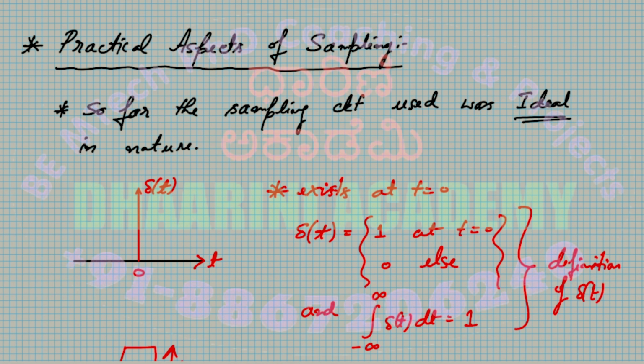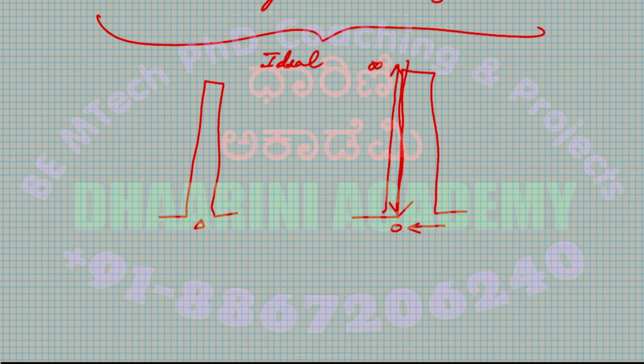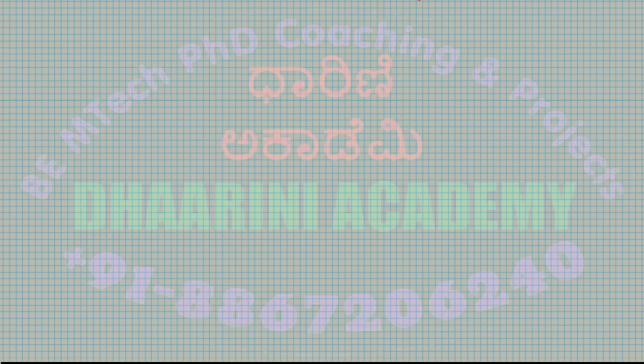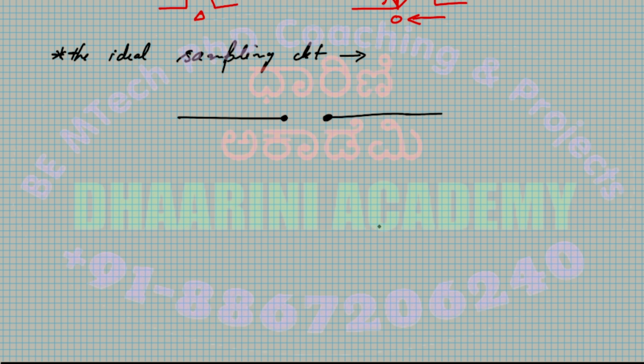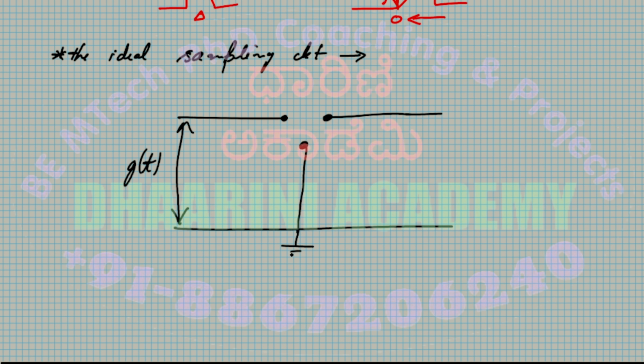So that's why I wrote a first sentence here. So far the sampling, whatever we consider, is an ideal case. The ideal circuit should look like this. Okay, let's see. So here we have the input signal coming. Let's write that as g of t. All right, now let's consider this to be the ground, in the sense of 0 volts.